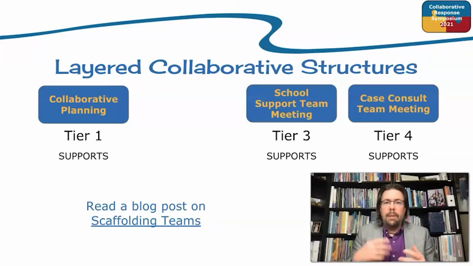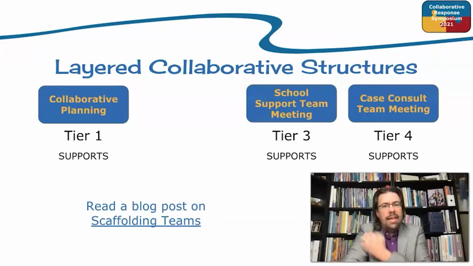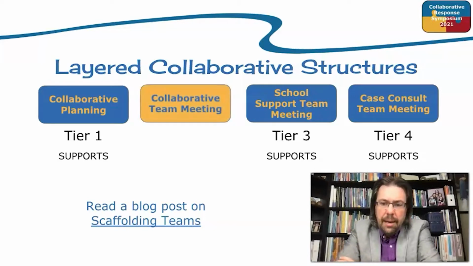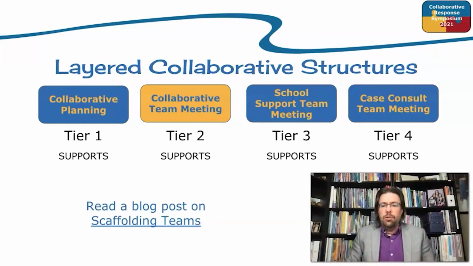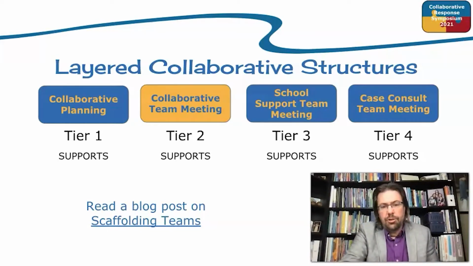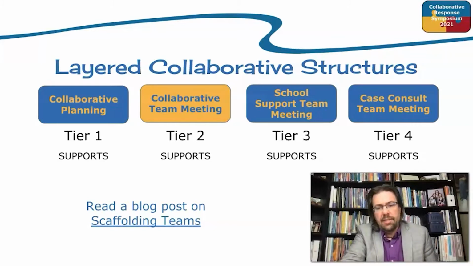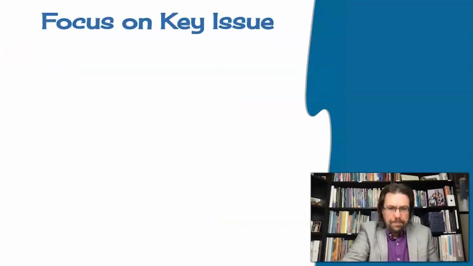Oftentimes it involves examination of curriculum, but a missing layer that's foundational to collaborative response is the collaborative team meeting. And it's intended to be the space where we are identifying the needs of students, but focusing almost exclusively on what could we do in the classroom at a Tier 2 level to help build supports for our students, but being done so in a way that's about unpacking everybody's toolbox, and it's done through a key issue process. Let me break down what this process looks like through the course of that team meeting.